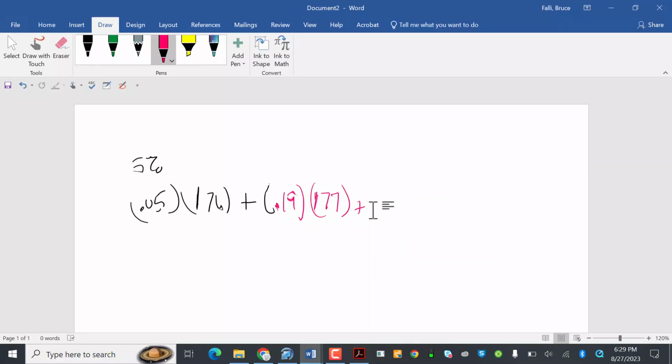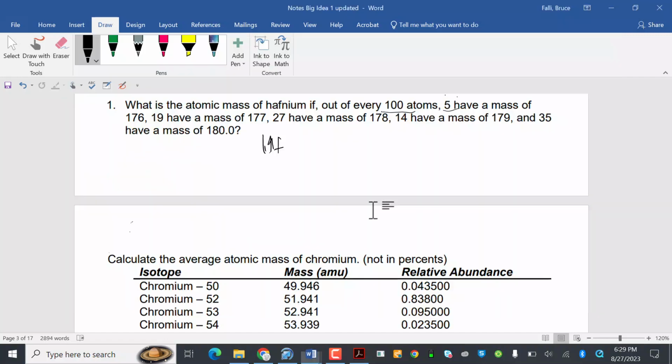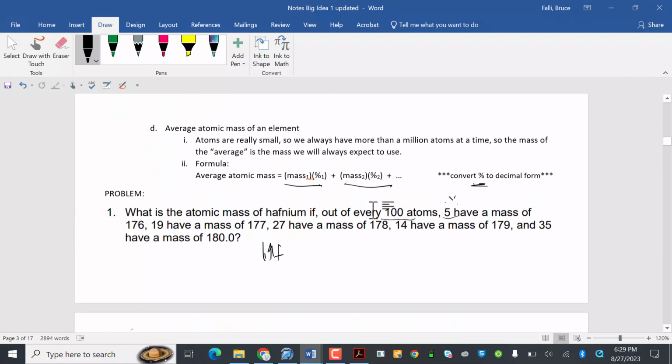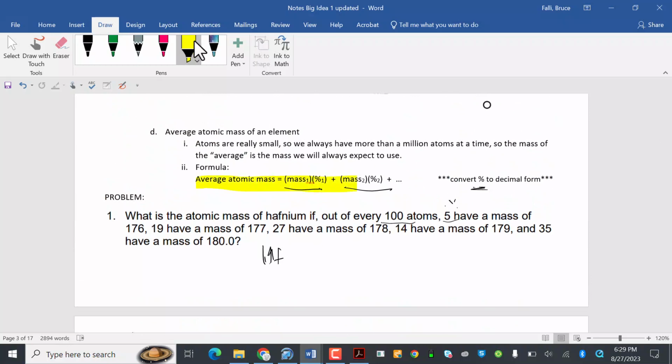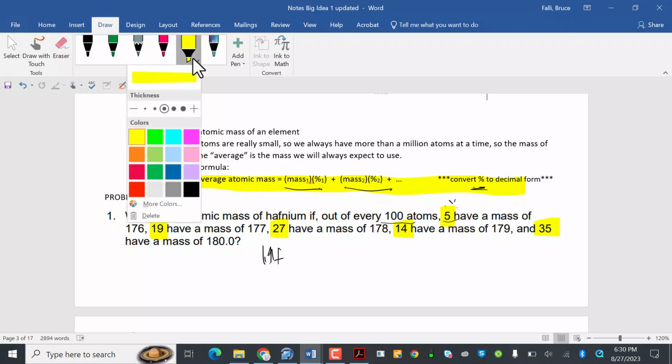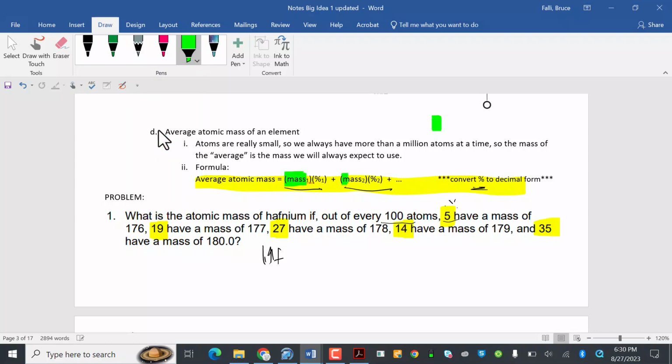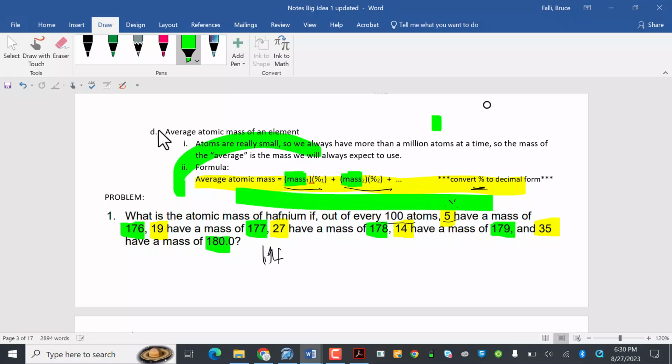You know what? I'm going to give up on this one because it's not going to let me write. Let's take a look at it. So then we're going to just look at this part right here. Percentage 1, 5. Percentage 2, 19. Percentage 3, 27. Percentage 4, 14. Percentage 5, 35. Right? Now, if I want to have that mass, my masses are going to be 176, 177, 178, 179, 180. I'm going to do that math.